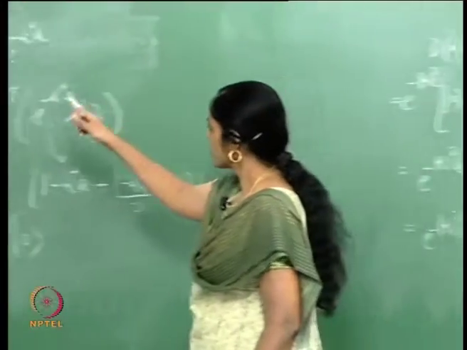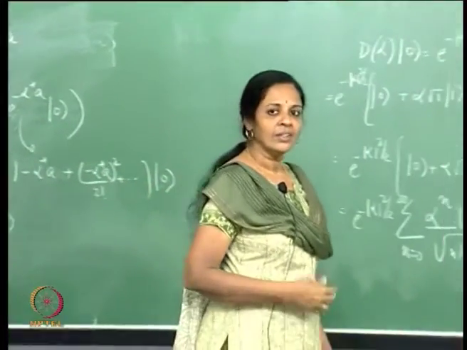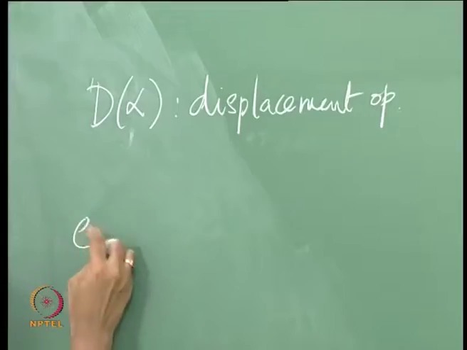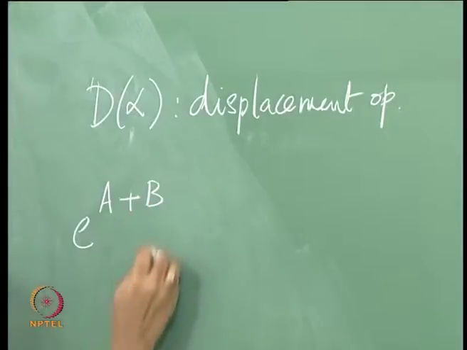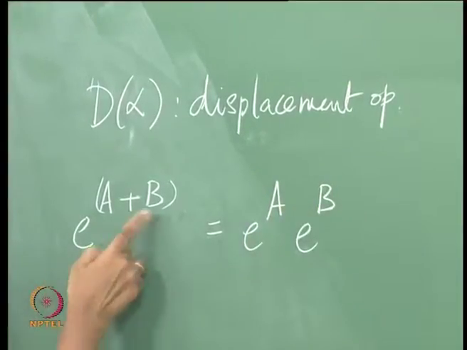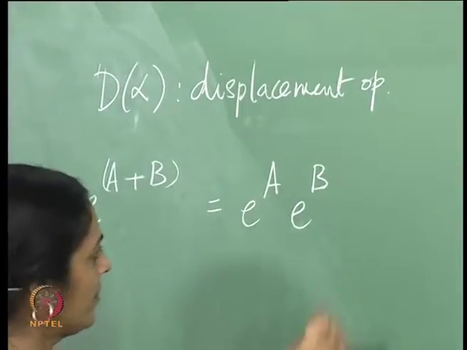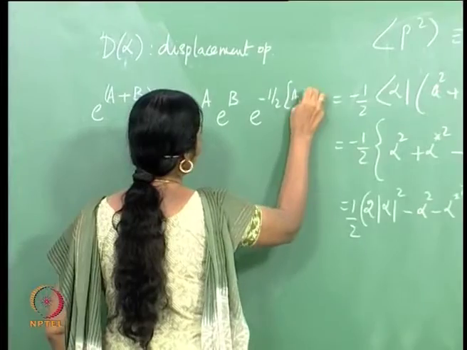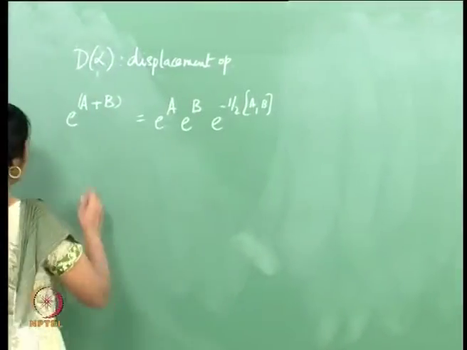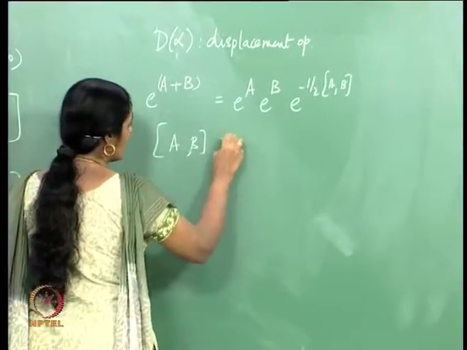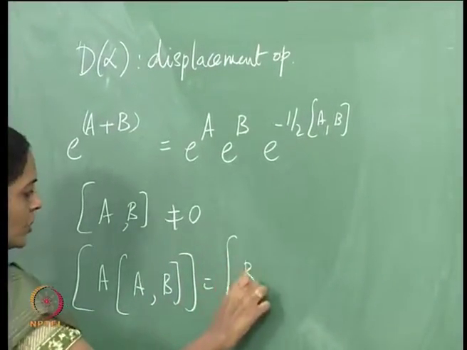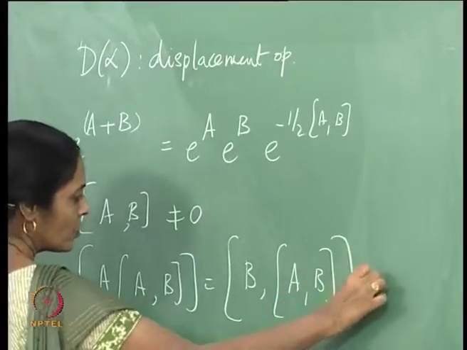I have very carefully split and written D of alpha. In general, there is a disentanglement relation which says that if you have two operators A and B and you have e to the A plus B, you could write this as e to the A, e to the B. The order is important, first e to the A, then e to the B, e to the minus half the commutator of A with B, provided the commutator of A with B is not equal to 0. However, the commutator of A with B is equal to the commutator of B with B is equal to 0.